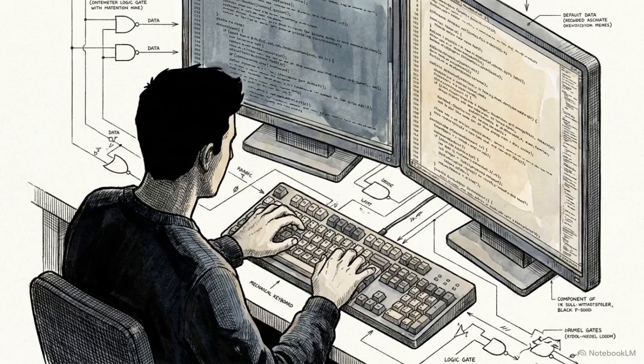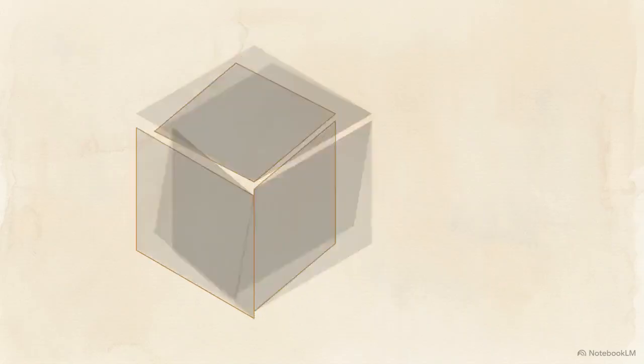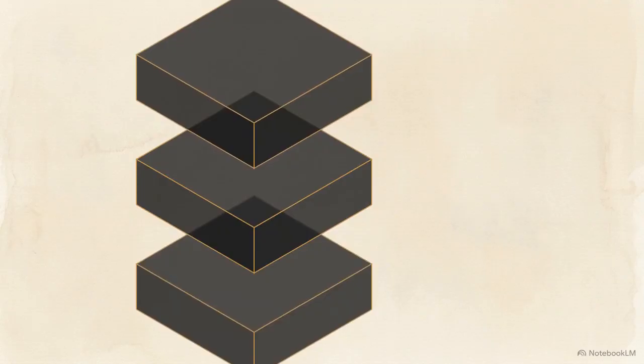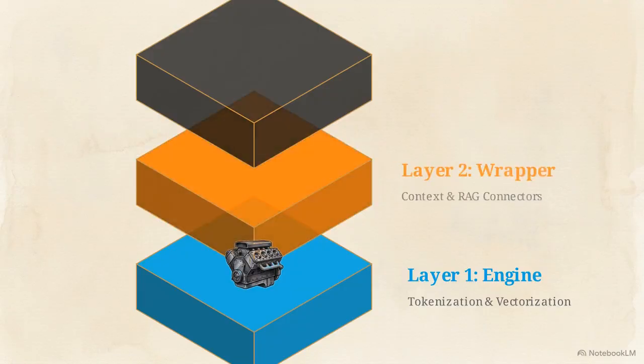To make the model useful in production, software engineers spend their time building the application layer around it. This practice is known as context engineering. We can map out this modern AI engineering stack by breaking the system down into 3 distinct layers. Layer 1 is the engine itself, encompassing the internal mechanics that process and calculate language.